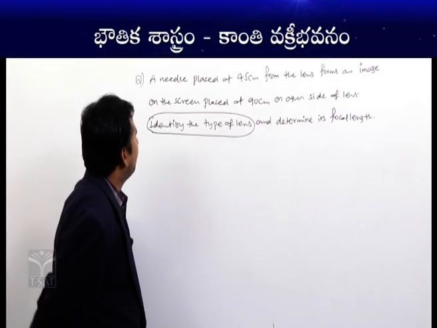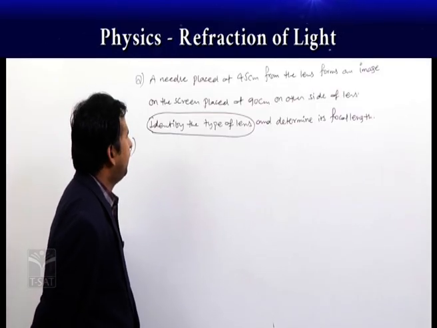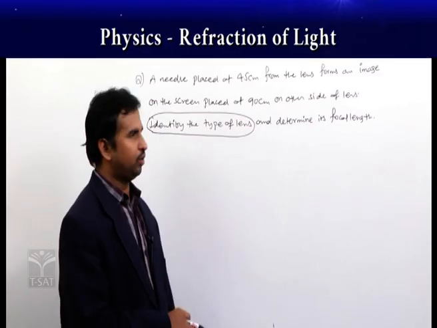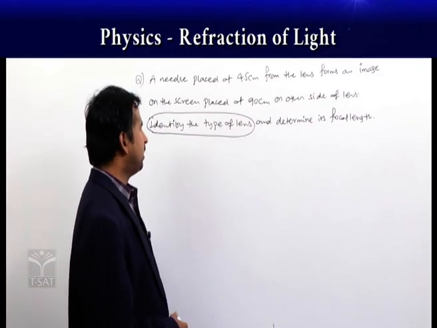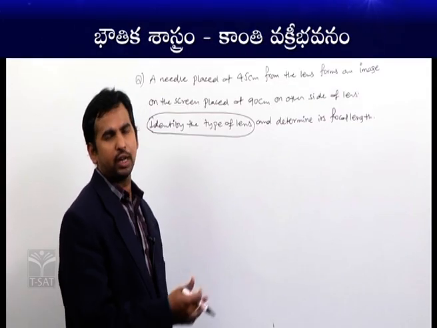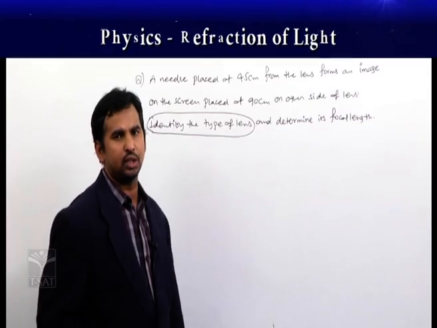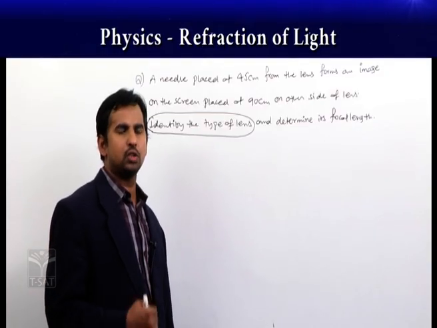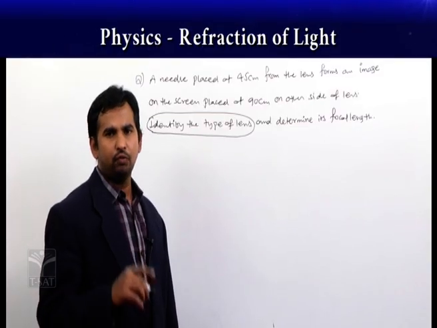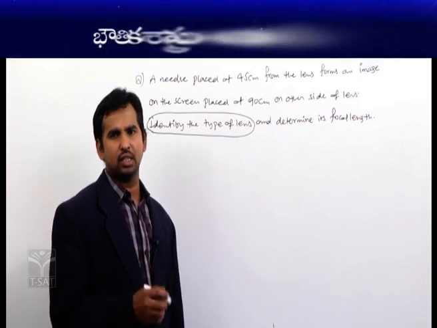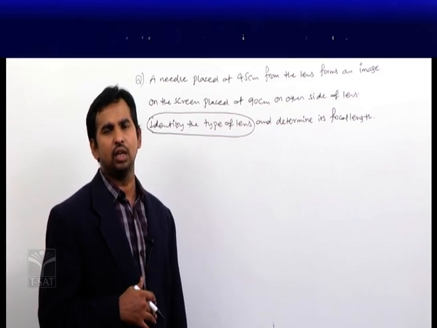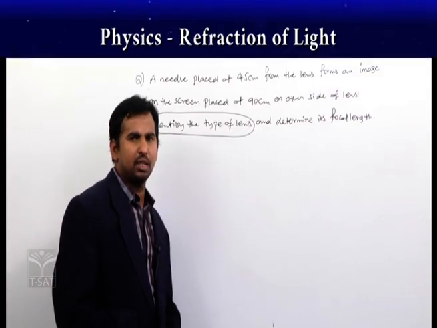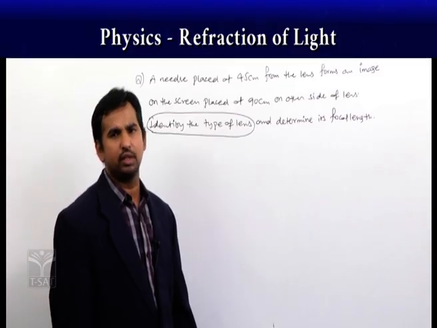For that we have a clue here: a needle placed at 45 centimeters from the lens means the object is placed before the lens, and it forms an image on the screen placed at 90 centimeters on the other side of the lens. So the object is on one side of the lens and the image is forming on the other side. If the image is formed on the other side of the lens, it is always considered a real image. Real images are formed only by the convex lens.